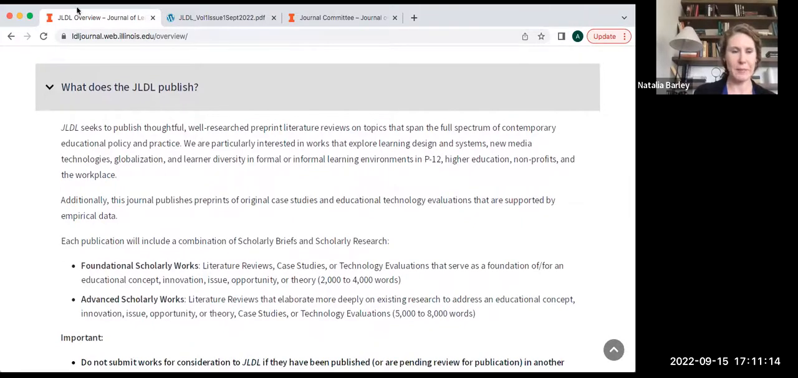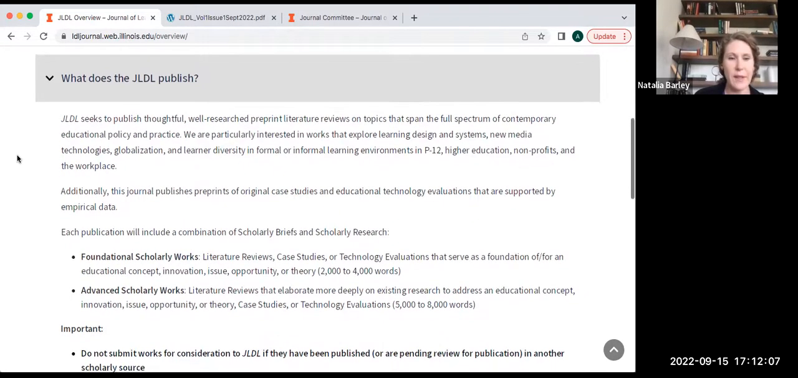Thank you so much for that introduction, Aurora. I will give you some more detail about the journal. Aurora already mentioned that we primarily focus on preprint literature reviews. However, that is not the only type of work that we will consider. We are also looking for preprints of original case studies and educational technology evaluations that are supported by empirical data. As Aurora will show you when she shows you the first issue in a couple of minutes, we have two types of works that we accepted for our first publication: foundational and advanced scholarly works. I'll explain the difference between the two.